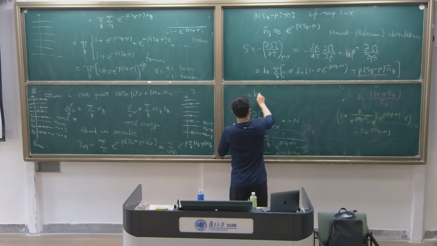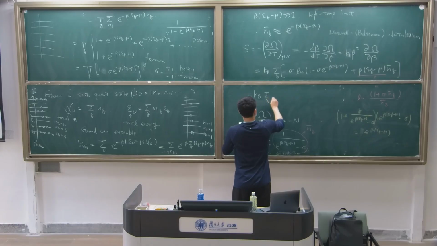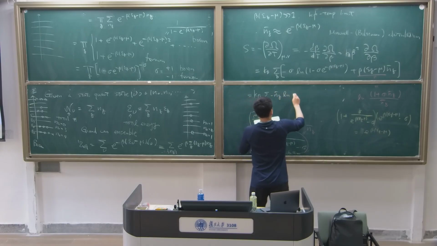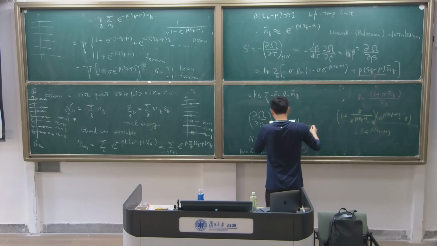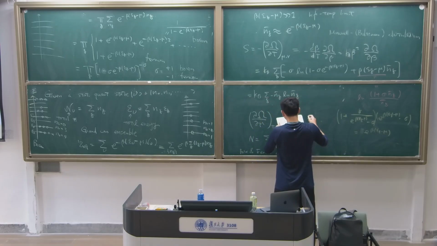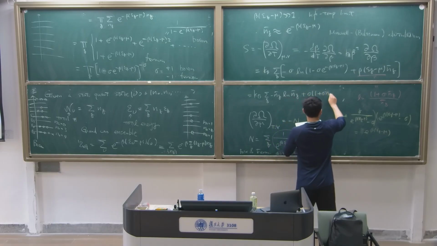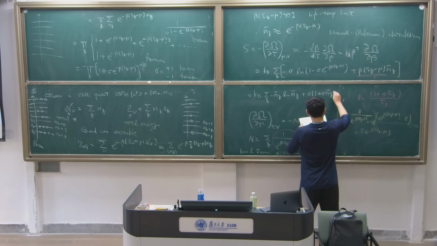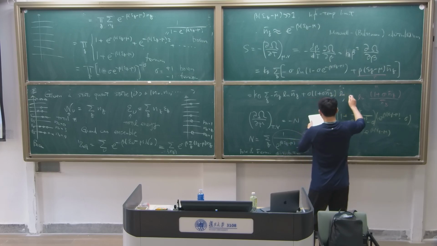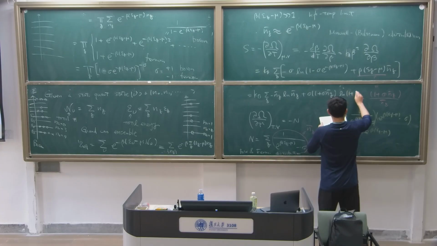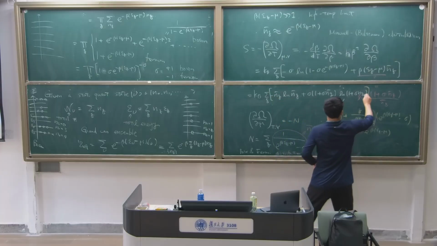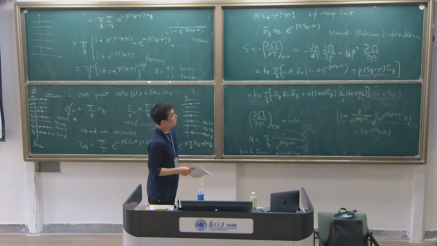This one is equal to kB times the sum over q of minus n bar q log n bar q plus sigma times (1 plus sigma n bar q) log (1 plus sigma n bar q). So you massage that. That's what you get.